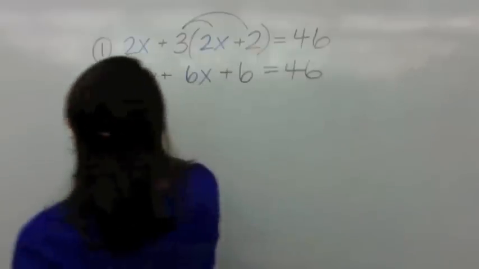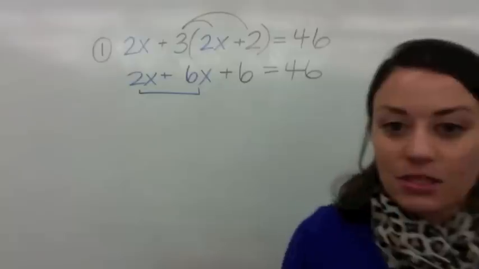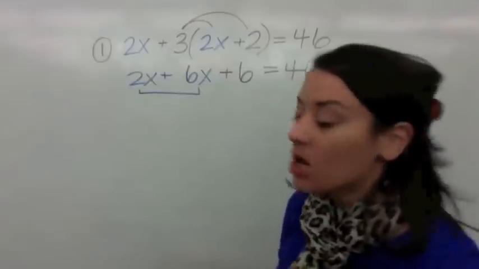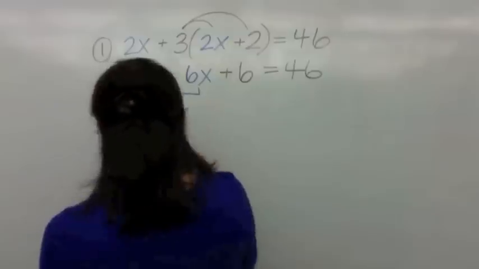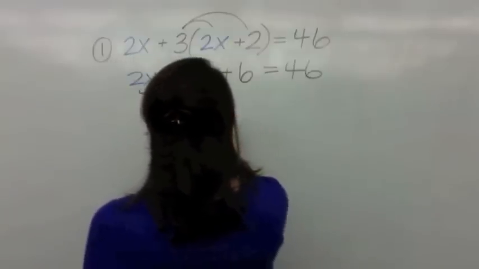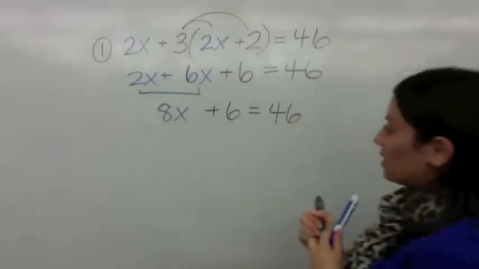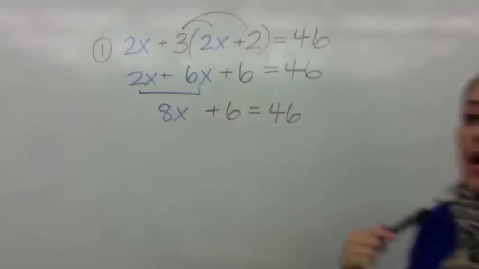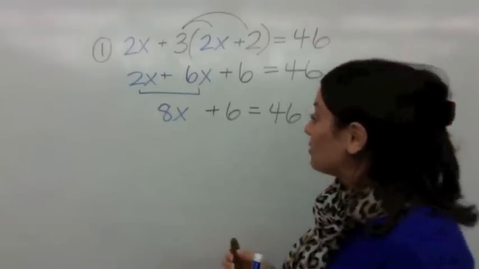We say, okay, what is 2x plus 6x? Just add the coefficients in front of the x. What's 2 plus 6? 2 plus 6 is 8. So now this is 8x, bring down the positive 6, and the 46. Now you have this equation, it's 8x plus 6 equals 46. Now can you solve this equation? Yes, you can.